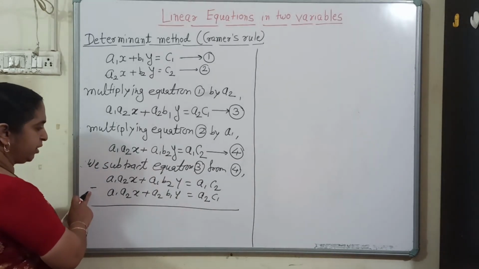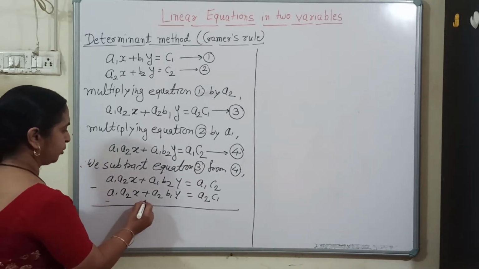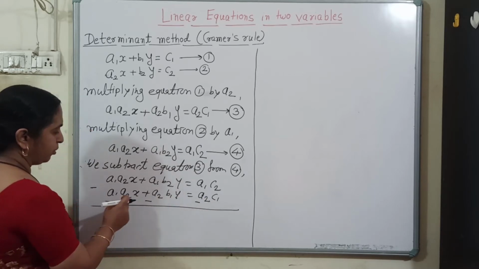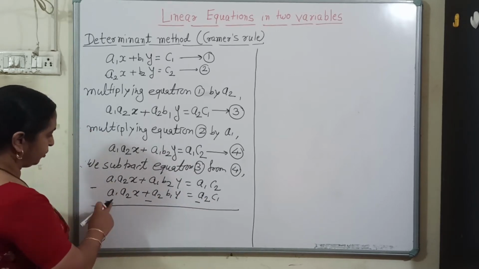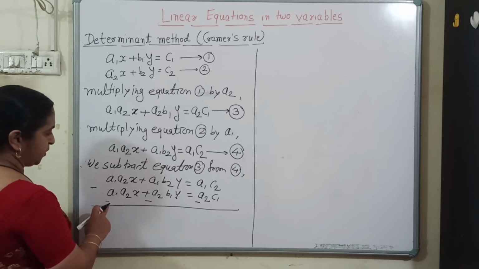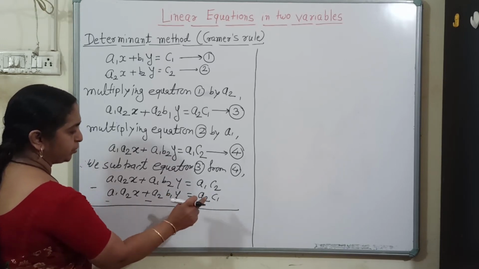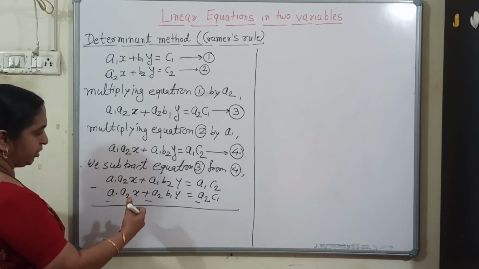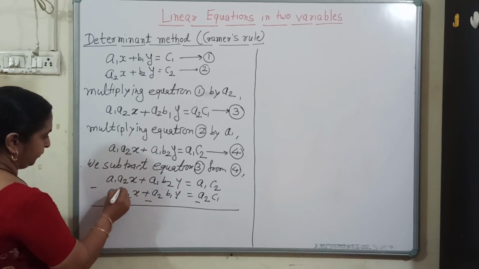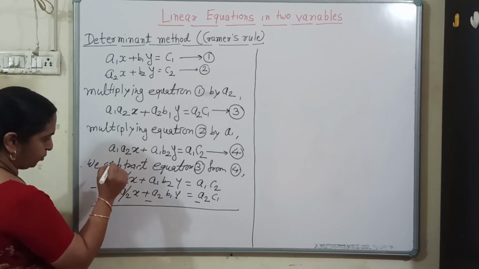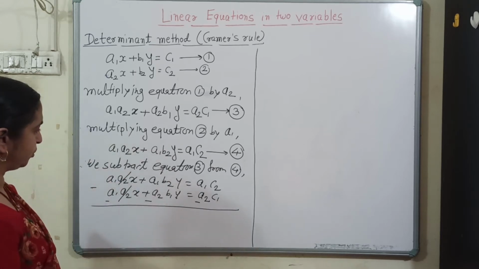Here the sign is minus, means we have to change the sign of each and every term of this second equation. Therefore a1 a2x becomes minus. Similarly a2 b1y must be minus, a2 c1 also must be minus. We take the subtraction. Here these two terms get cancelled with each other.